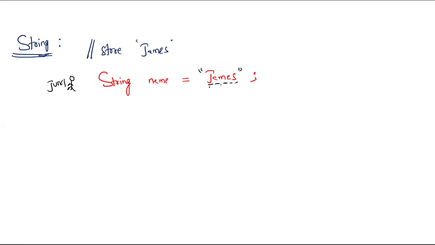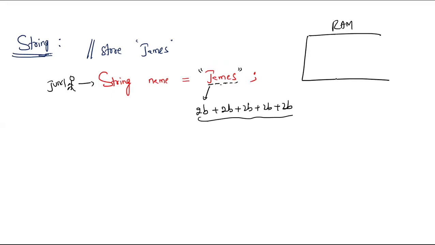So James is a combination of 5 characters. Therefore, 2 bytes plus 2 bytes plus 2 bytes plus 2 bytes plus 2 bytes. That is 10 bytes. So when the JVM executes this line of code, in memory or in the RAM, how much memory allocation will happen? 10 bytes of memory allocation will happen. And then the container name is the same as our variable name. Inside this, the data is James. This is how it will happen.